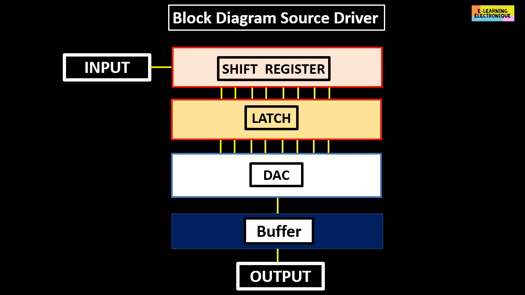Now we are going to see the DAC placed after the latch and before the buffer. What is it used for? As we said before, DAC is the acronym of Digital Analog Converter. It is an electronic circuit which allows to convert digital data into analog data.